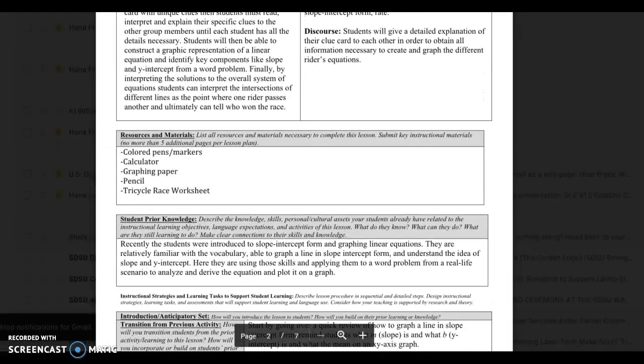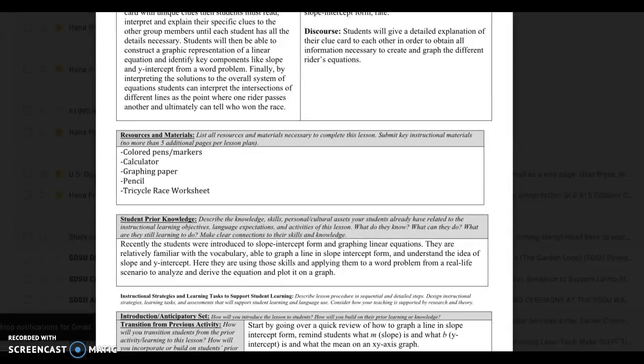And furthermore, we follow on to resources and materials. For this particular lesson, each student was supplied with a packet of colored pens and markers, a graphing calculator, which the school provides, graphing paper, which they were to provide on their own, and then a pencil and the tricycle race worksheet, which came from the CPM online ebook that particular class is using.